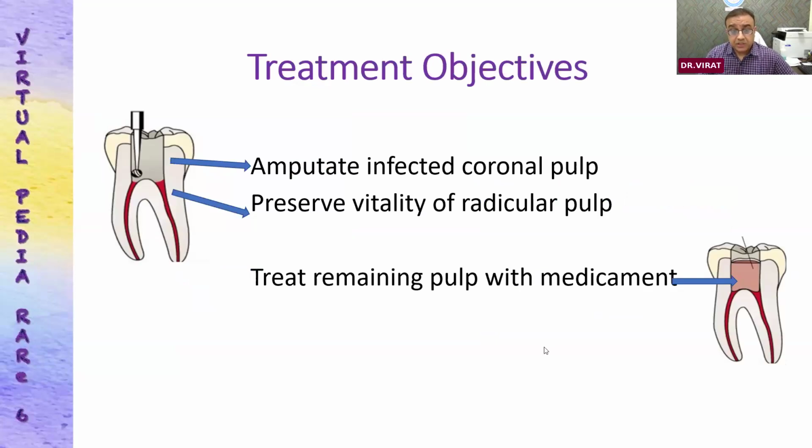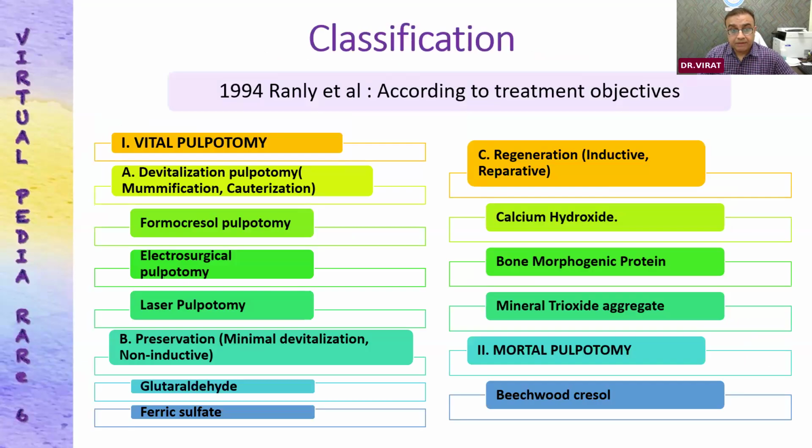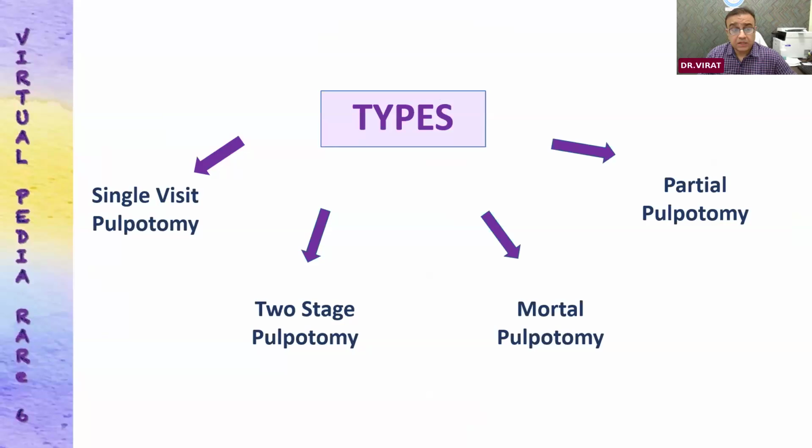Treatment objective includes the amputating of the infected coronal pulp and preserving the vitality of the radicular pulp, and the remaining pulp is to be treated with the medicament. Pulpotomies are classified according to the treatment objectives into vital pulpotomy, which is further subdivided into devitalization, preservation, and regenerative, and a mortal pulpotomy. So it can also be divided as single visit pulpotomy, 2-visit pulpotomy, mortal pulpotomy, or partial pulpotomy.